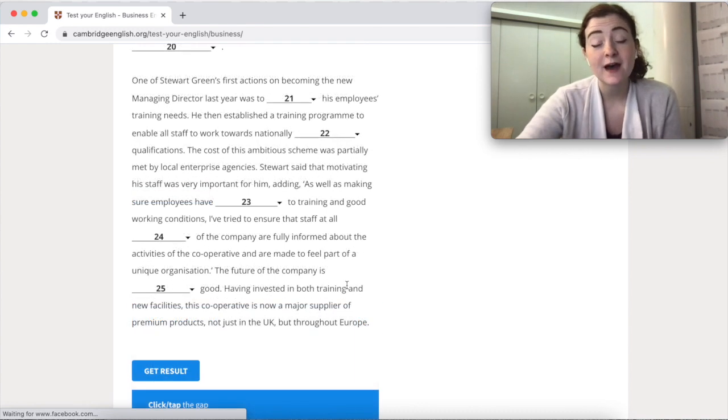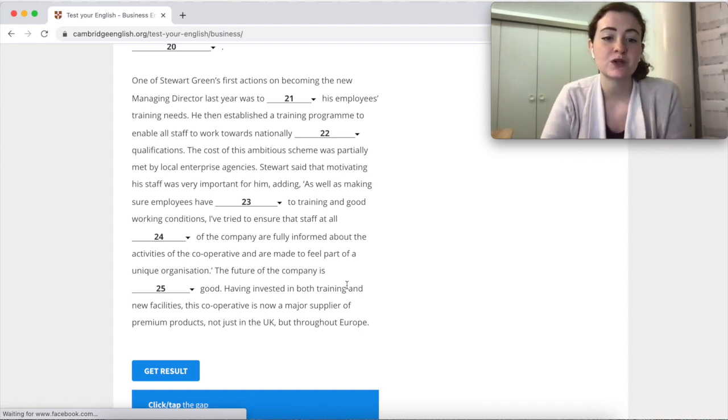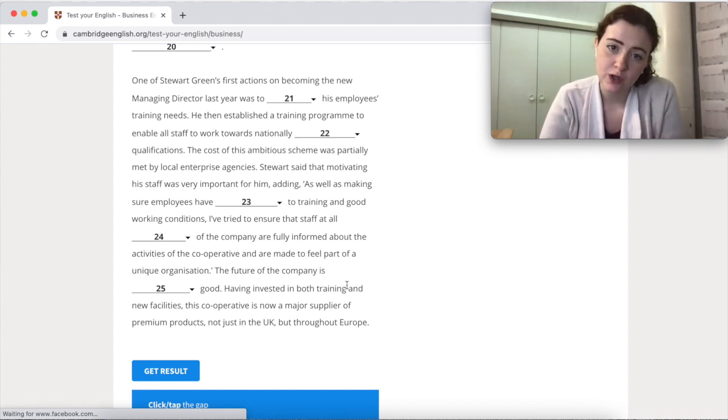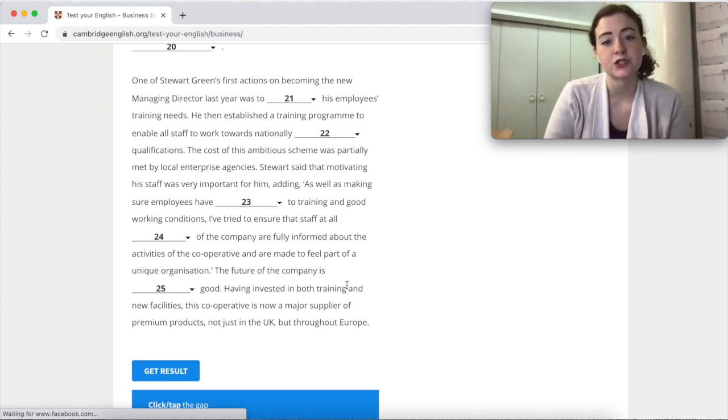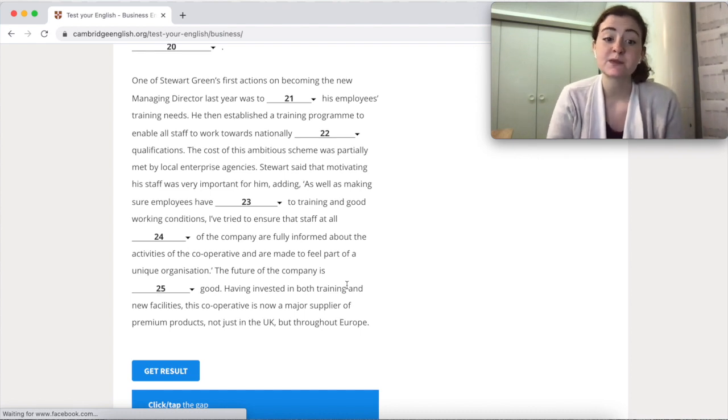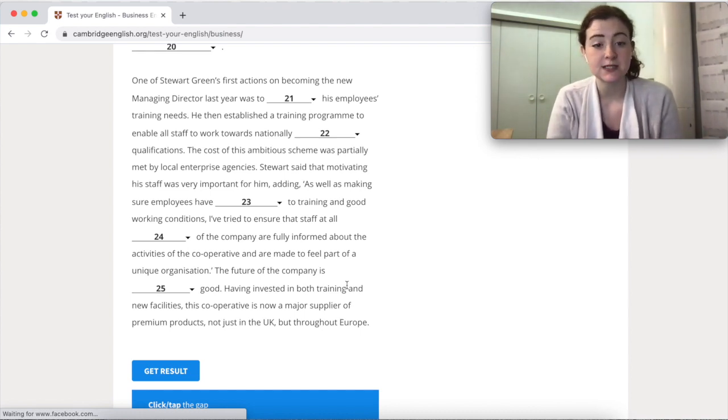This next paragraph has the remainder of the options or the answers for you. I will read it in one go and then go back and show you the options for each blank individually. One of Stuart Green's first actions on becoming the new managing director last year was to blank his employees' training needs. He then established a training program to enable all staff to work towards nationally blank qualifications. The cost of this ambitious scheme was partially met by local enterprise agencies.